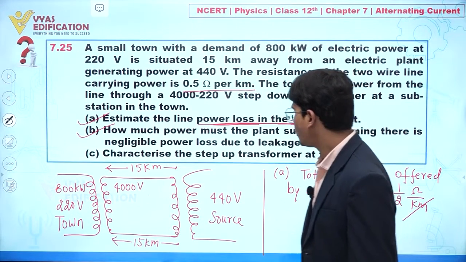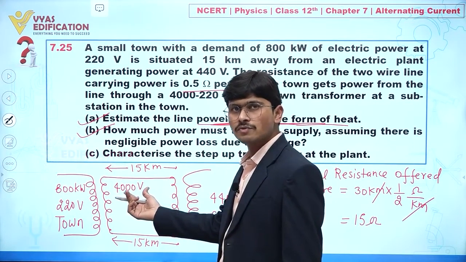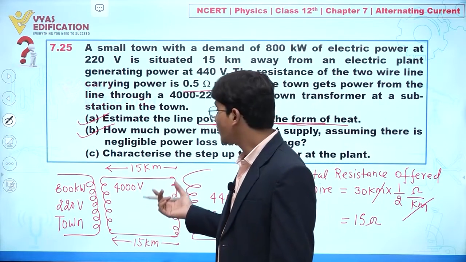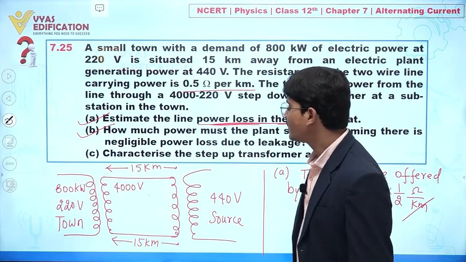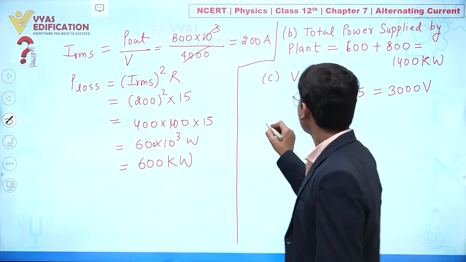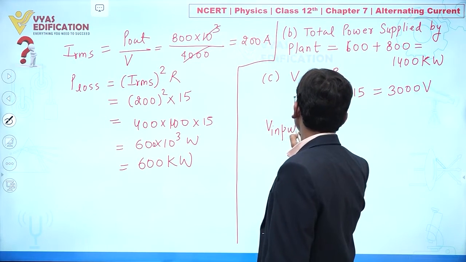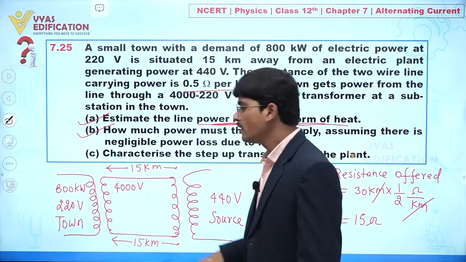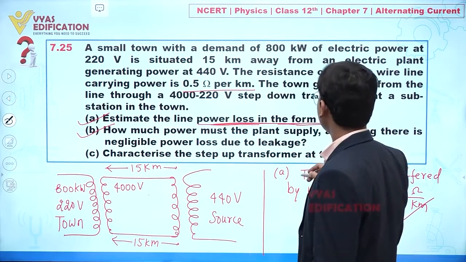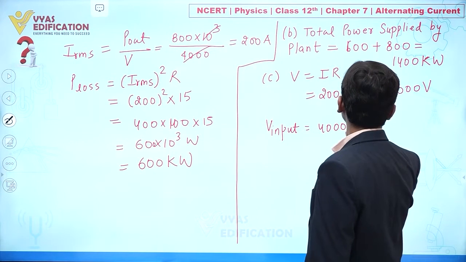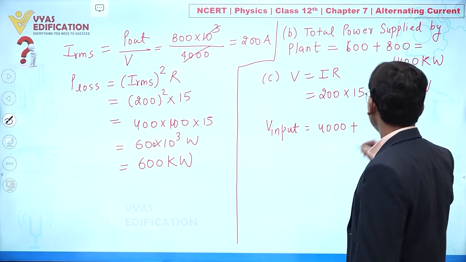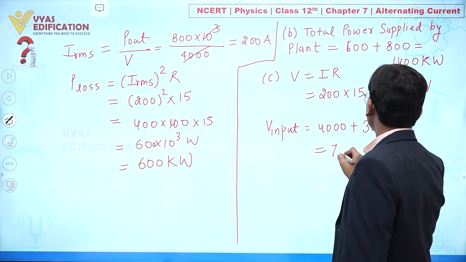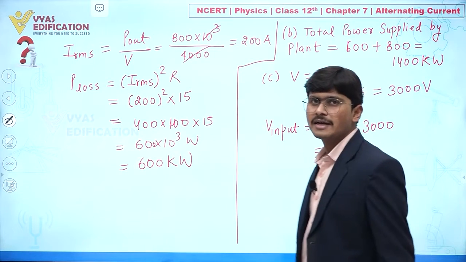Now already on this side we have 4000 volt, and there is a loss of potential due to this resistance, equal to 3000 volt. So the voltage available at the secondary coil should be 4000 volt, this is required for the secondary coil, plus 3000 that is lost due to resistance. It means it should have 7000 volt.